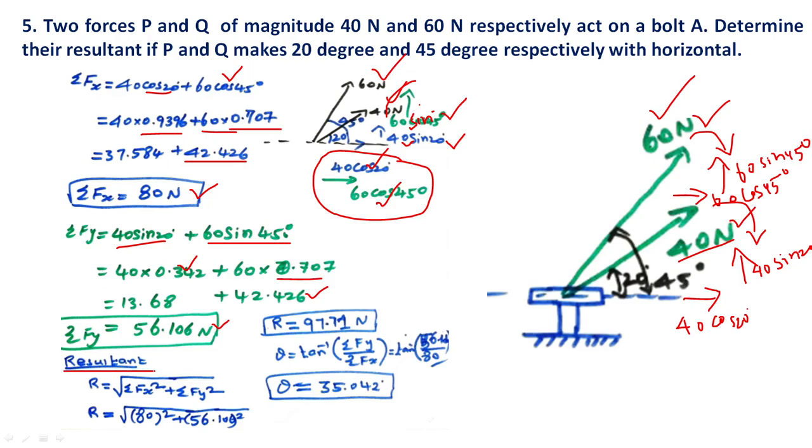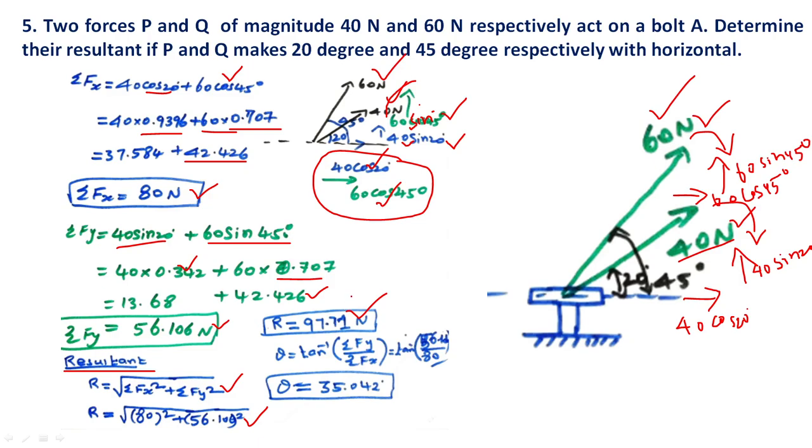Next, to find the resultant force of this given diagram. The resultant force formula is R equal to the root of the sum of Fx squared plus the sum of Fy squared. So 80 squared plus 56.106 squared. Finally, the resultant force is 97.71 Newton.